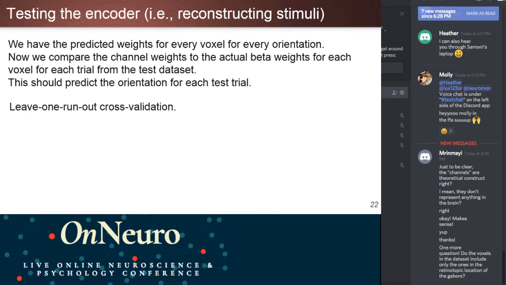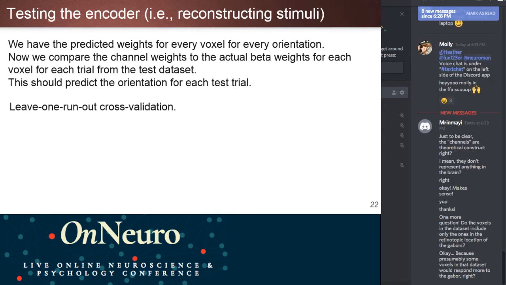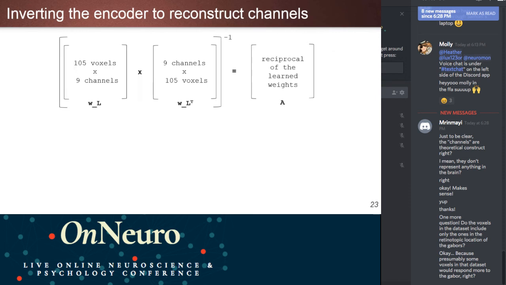So we're using leave one run out cross-validation to make sure that the model is correctly estimated. And then we will test the encoder on data that were not used to train the encoder. We do this by inverting the encoding model. So how do we invert the encoder?